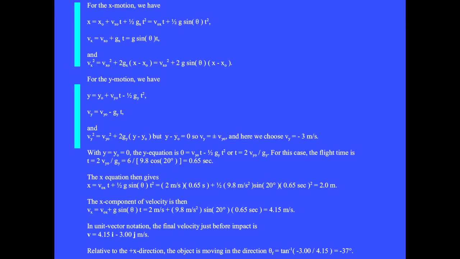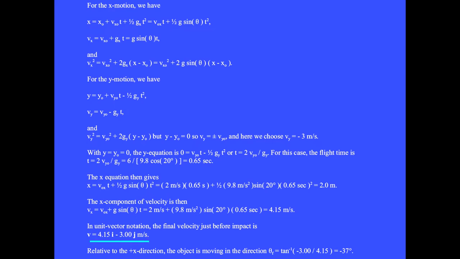Here are the x and y equations again. With y equals y 0 equals 0, the y equation is 0 equals V sub y 0 t minus 1 half g y t squared. We cancel the t and get t equals 2 V y 0 divided by g y, and we get 0.65 seconds. The x equation then gives x equals 2.0 meters. The x component of velocity is v sub x equals 4.15 meters per second.